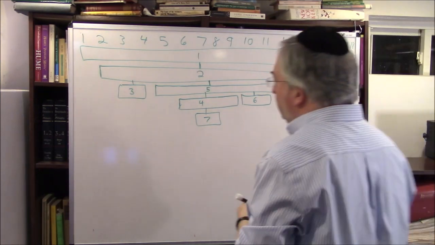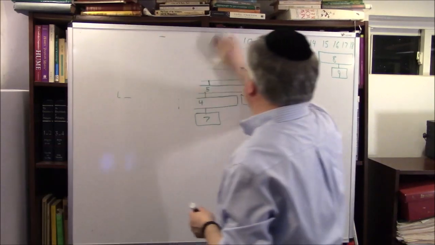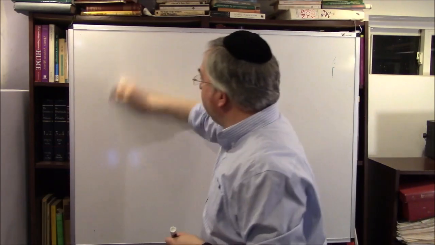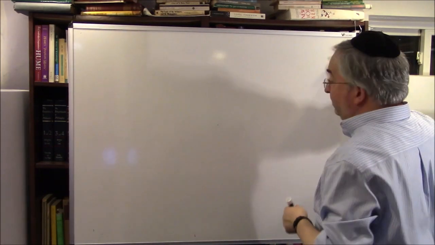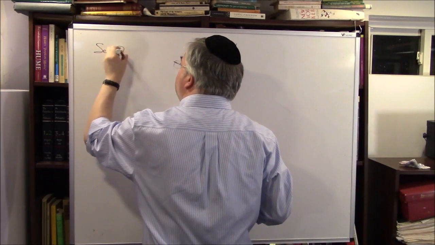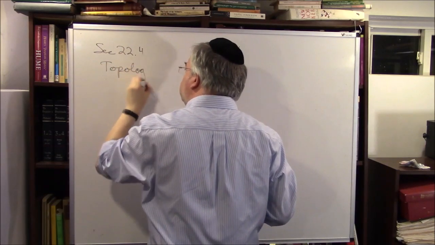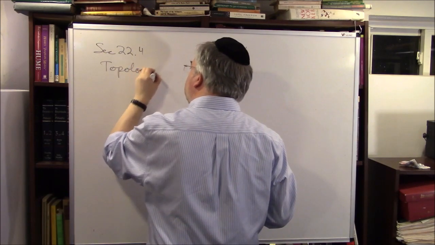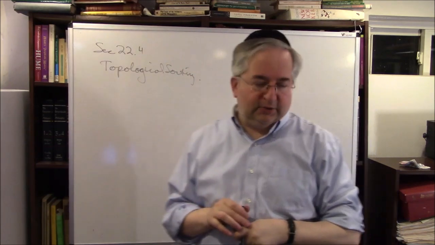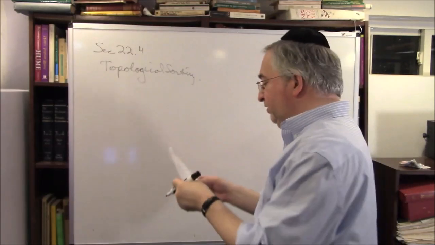Next, section 22.4 uses this depth first search to do something very nice and important. Okay? So section 22.4 is called topological sorting. Topological sorting. I'll explain to you what that's all about. Okay? So I want you to consider the following thing.